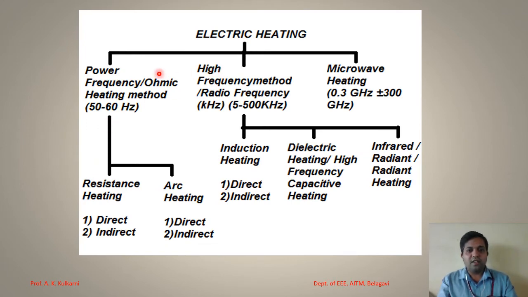We already discussed the classification of electrical heating, right? Electrical heating is classified into power frequency heating, high frequency heating, and micro heating. As we already know, power frequency heating is divided into two types: resistance heating and arc heating, whereas high frequency heating is divided into induction heating, dielectric heating, and infrared radiation heating. So we'll start with resistance heating now.